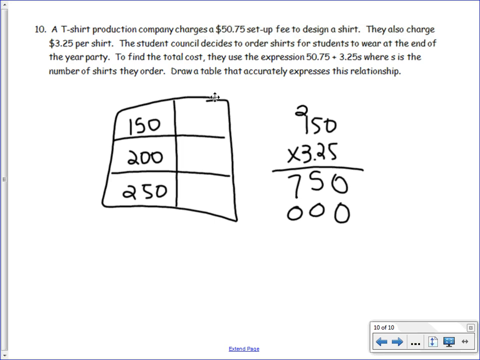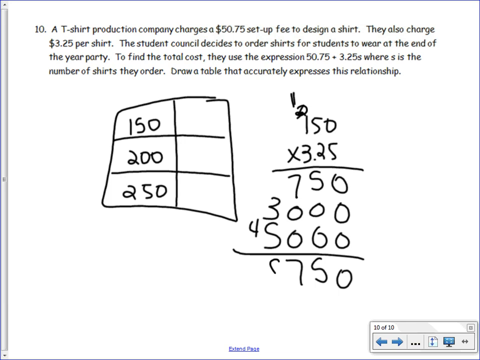5 times 2 is 10. 2 times 1 is 2 plus 1 is 3. Add 2 zeros. 3 times 0 is 0. 3 times 5 is 15. And 3 times 1 is 3 plus 1 is 4. 0, 5, 7, 8, 4. There's 2 decimals here, so I'm going to move over 2 times, and it's $487.50. But they also charge $50.75 for the setup fee.